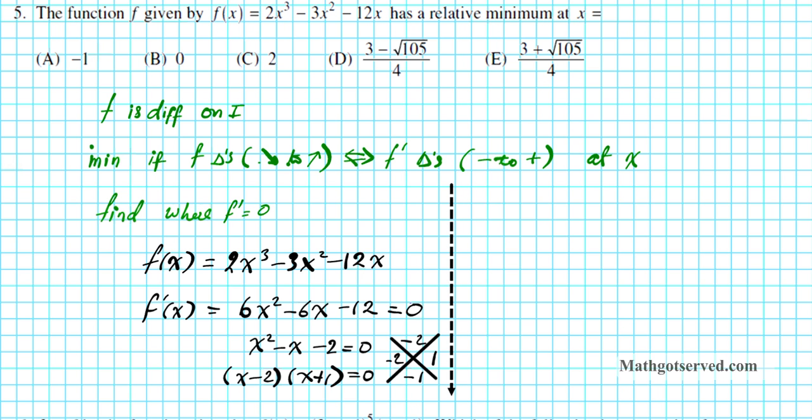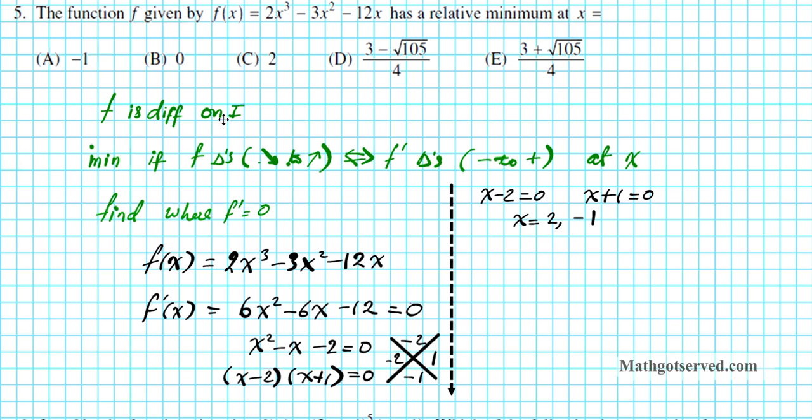So you have your critical points, the points where the derivative is equal to 0, at the values that satisfy this equation. Okay, so basically you have x minus 2 equals 0 and x plus 1 equals 0. And then when you solve this, you have x is equal to 2 or negative 1. So we have those two options here, 2 or negative 1.